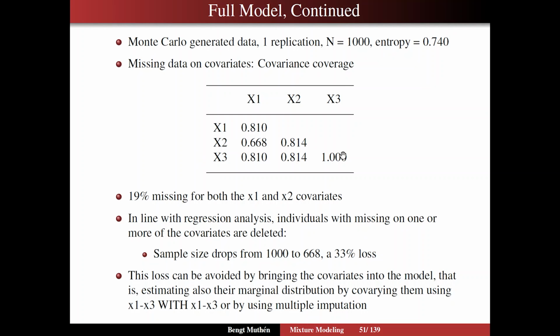Now, X1 and X3 has no missing data. So this loss can be avoided, as we say here, by bringing the covariates into the model, that is, estimating their marginal distribution by covarying them using the WITH statement, or alternatively by using multiple imputation.